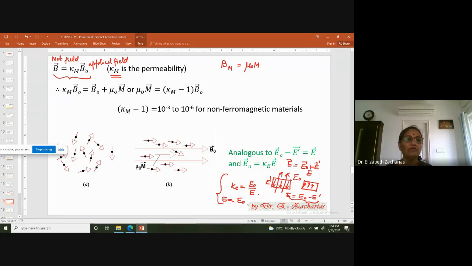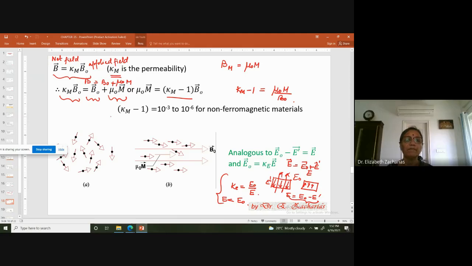So now in the equation B equal to B naught plus mu naught M, let us make substitutions. You get kappa M into B naught plus B naught equal to mu naught into M. Or you will be able to get an equation for kappa M minus 1. You get kappa M minus 1 equal to mu naught M by B naught.